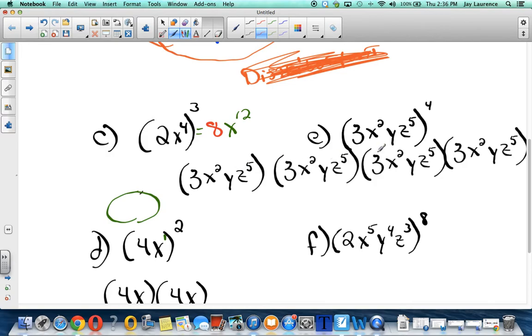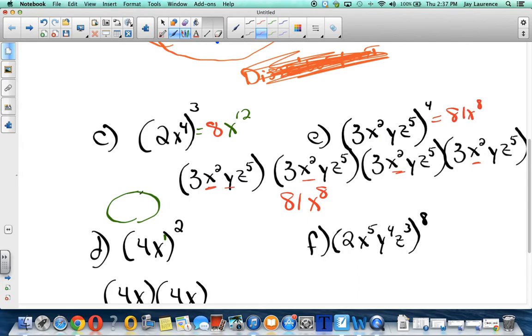So I'm going to multiply all the 3's together. 3 times 3 is 9, and then 3 times 3 is 9, and 9 times 9 is 81. Now an x squared times an x squared times an x squared times an x squared. Looks like I'm up to x to the 8th. Maybe I should write it up here: 81x to the 8th.